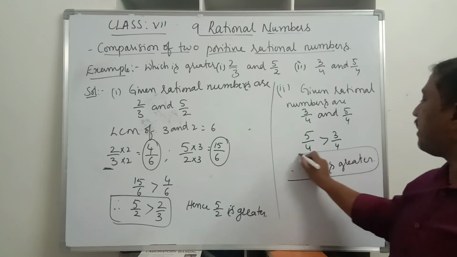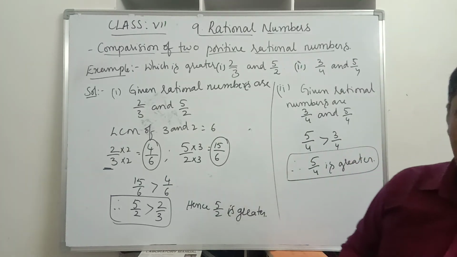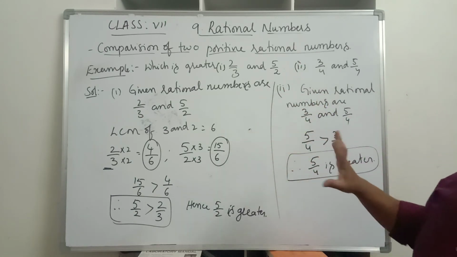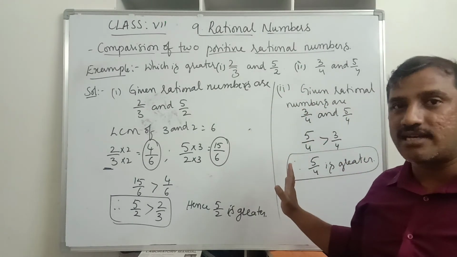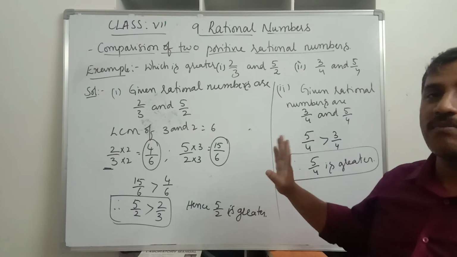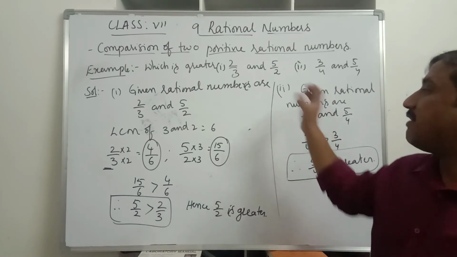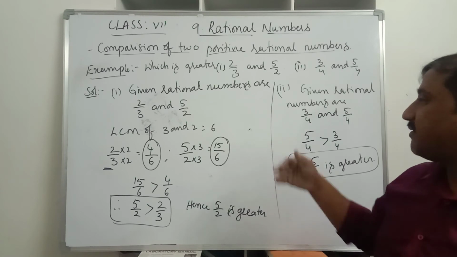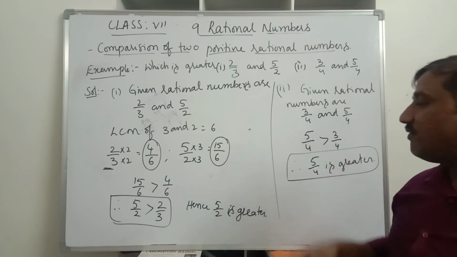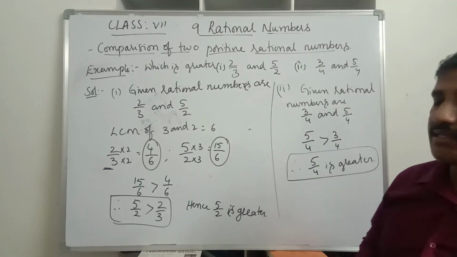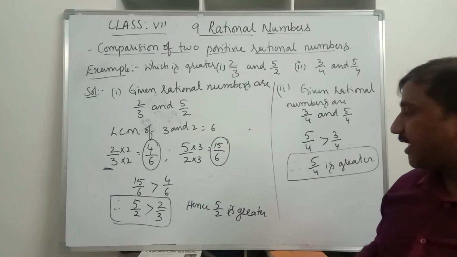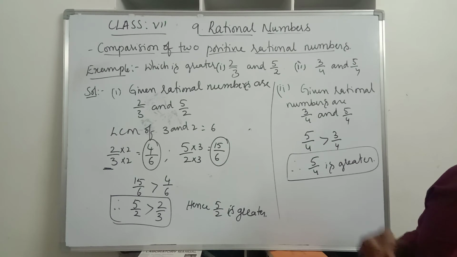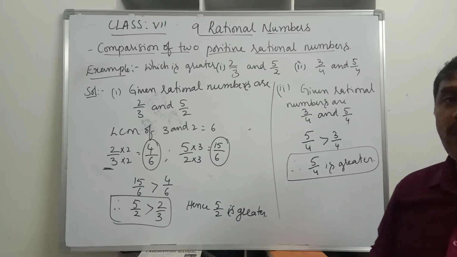Like this we will compare two positive rational numbers by using the concept of like fractions. If the given two rational numbers are not like fractions, we will convert them to like fractions by finding the LCM of those two denominators. Then we will compare the numerators. Then we can identify which is greater or which is smaller. Is it clear, children? Now we will discuss comparison of two negative rational numbers.